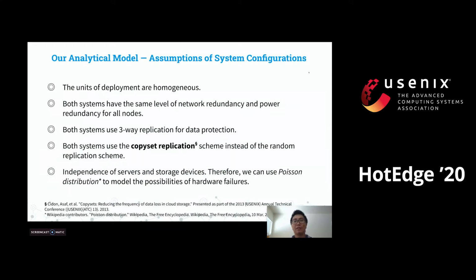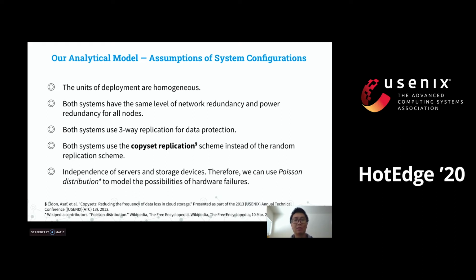To compare these two different types of storage systems, we have some assumptions of system configurations. The first one is that we assume the unit deployments are homogeneous, which means all the servers in the server-based storage system have the same configurations, and all the devices in the embedded storage system are the same model. We also assume that both storage systems have the same level of network redundancy and power redundancy, and therefore we don't need to consider the complexity of these two factors in our model.